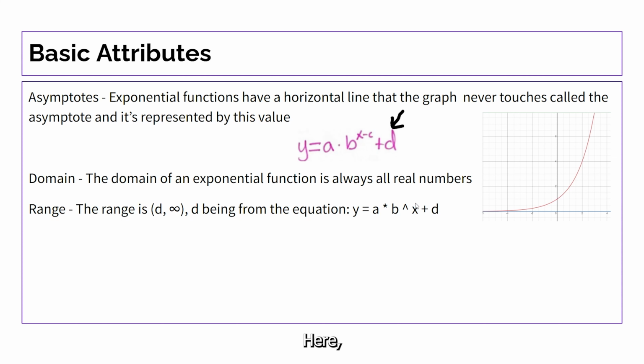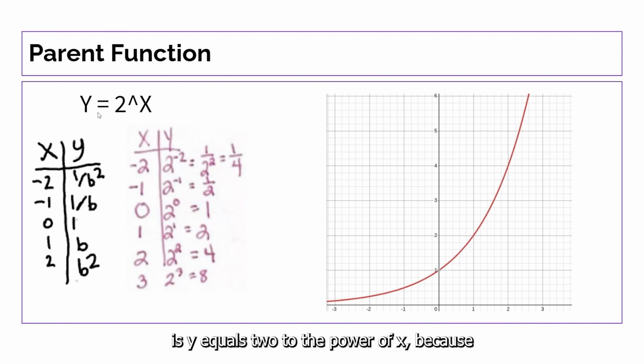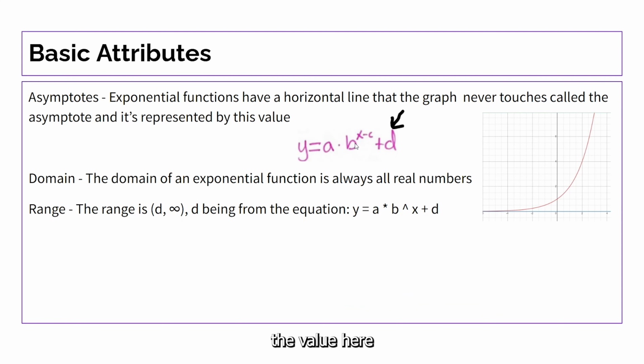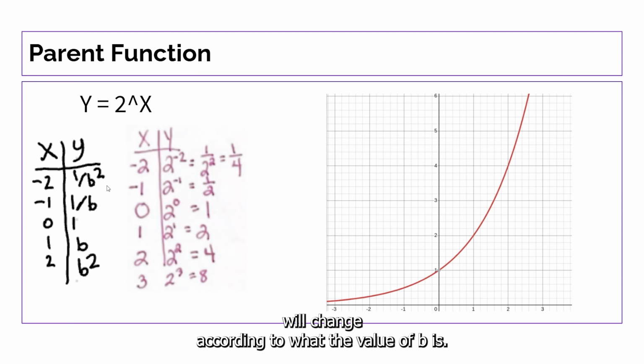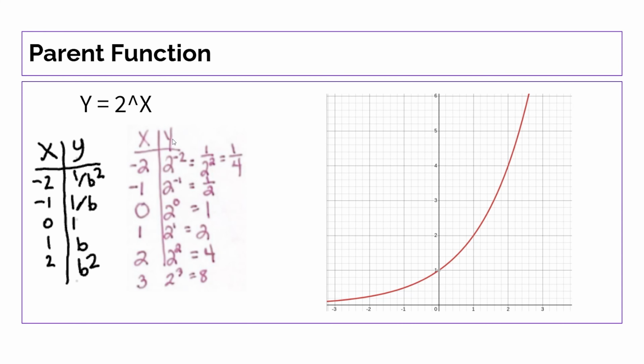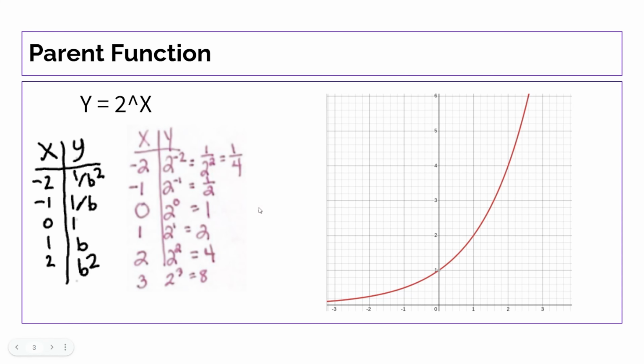The parent function of an exponential equation is y equals 2 to the power of x because the b value here has to be greater than 1. It can't be 1. This graph right here represents how the x value will change according to what the value of b is. So here, with it being 2, this is what the x values would look like.